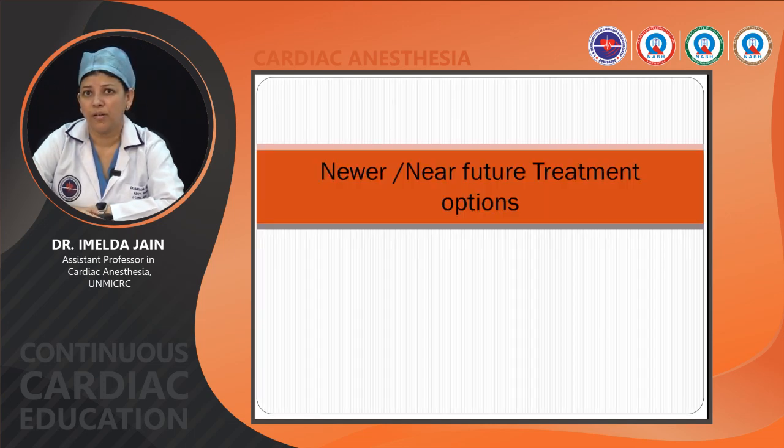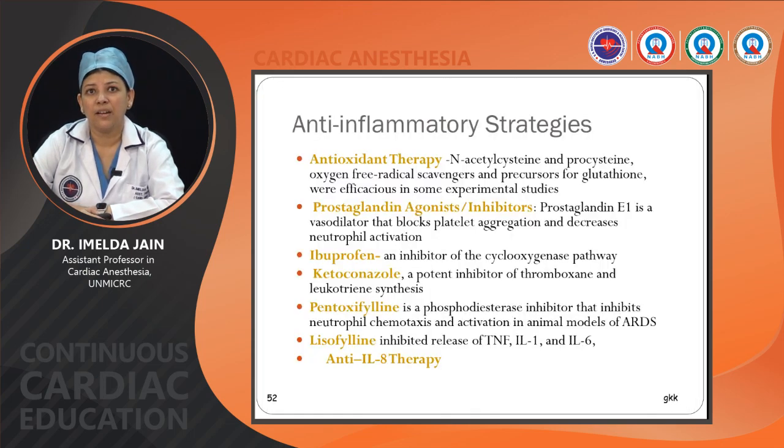Coming over to future treatment options. There are many anti-inflammatory strategies, which can include use of antioxidant therapy like N-acetylcysteine, procysteine, oxygen-free radicals or the precursors of glutathione, prostaglandin agonists or inhibitors like prostaglandin E1, which is a potent vasodilator which can help in decreasing the platelet aggregation and decreasing the neutrophil activation, ibuprofen, which is an inhibitor of cyclooxygenase pathway, ketoconazole, which is a potent inhibitor of thromboxane and leukotriene synthesis, pentoxifylline being a phosphodiesterase inhibitor, lisofylline and anti-interleukin 8 therapy.